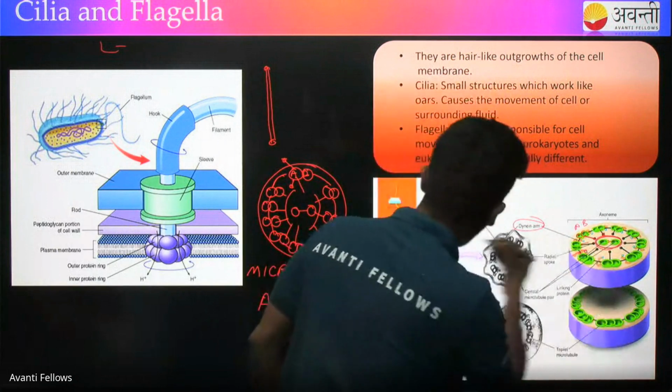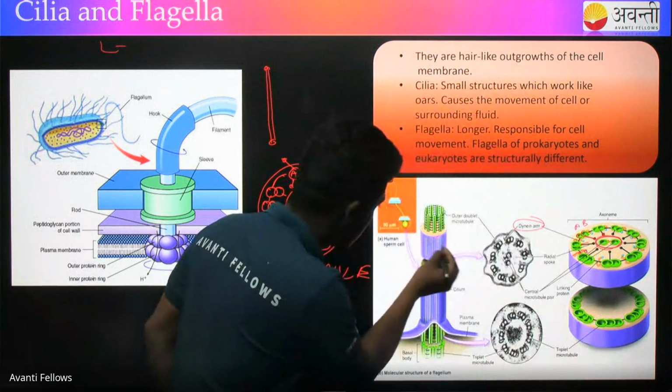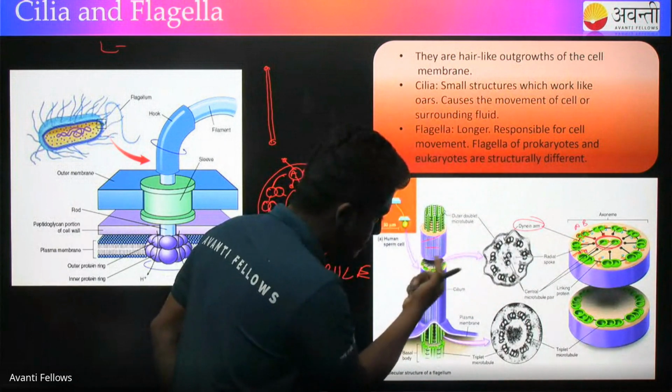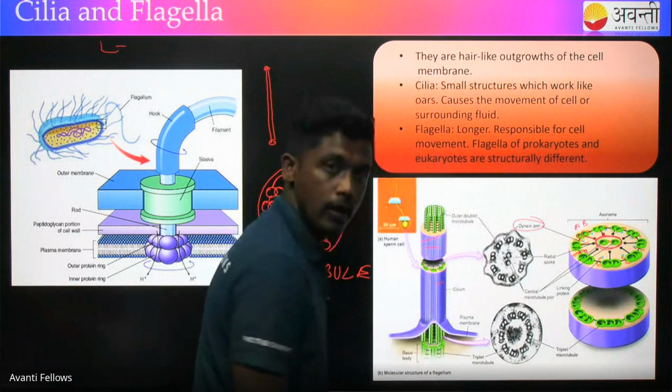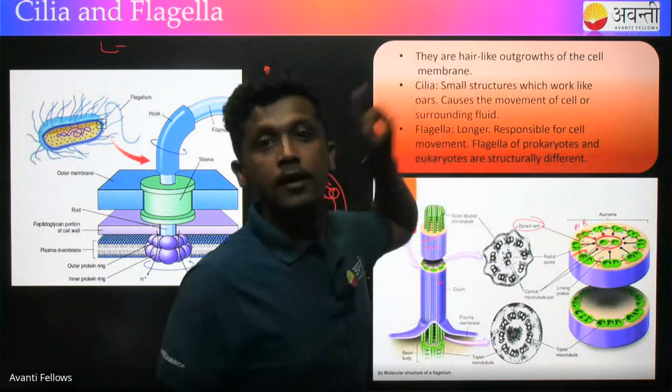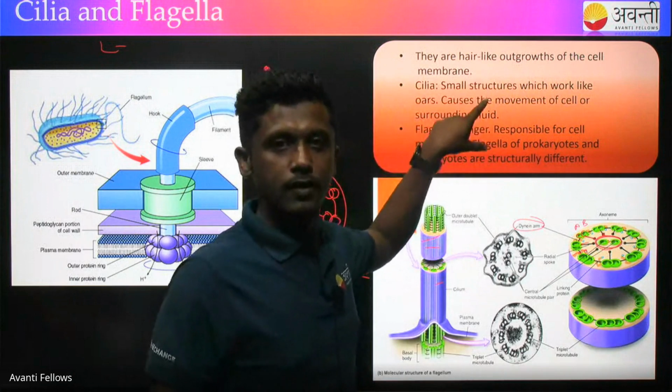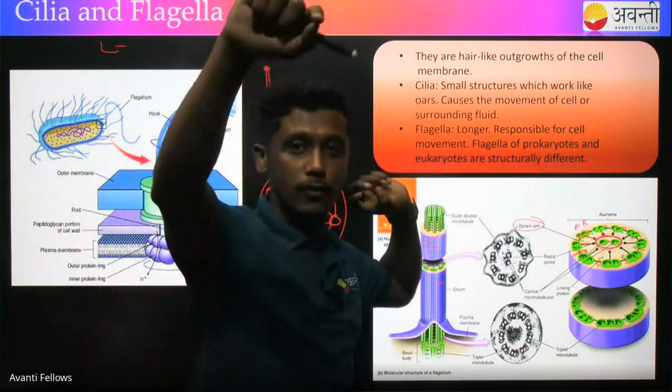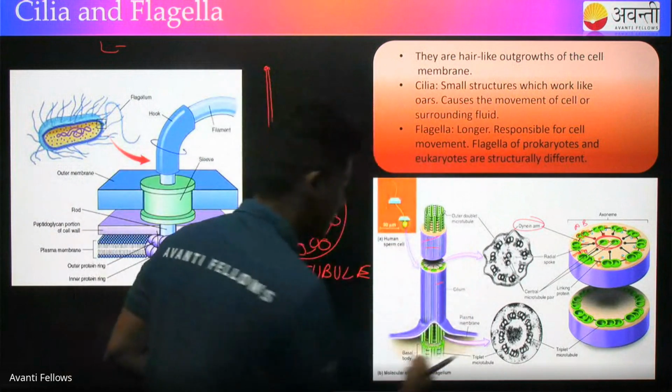So as you go down, as you take the cross sections, you can see that the same thing is there everywhere from the tip of the flagella. I mean, like you have the filament, right? From the tip of the filament to the base of the filament, you will get the same structure.